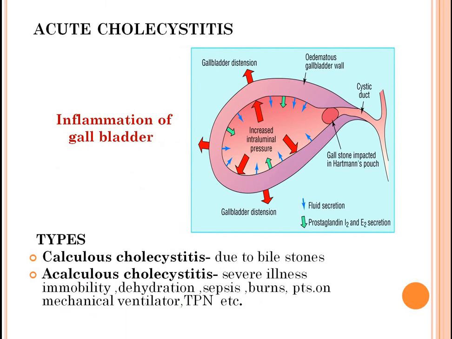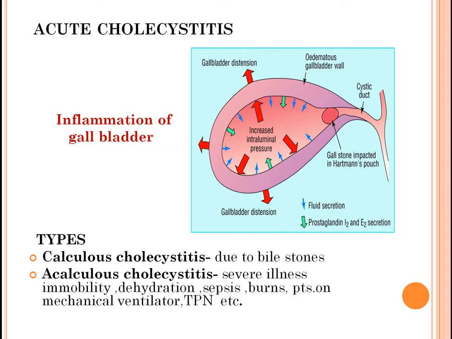A gallstone occluding at the level of the cystic duct is the problem. It causes inflammation of the gallbladder, that is acute cholecystitis. It causes increased pressure within the gallbladder and gallbladder edema. It compresses the vasculature and causes ischemia, fibrosis, necrosis and perforation of the gallbladder. So bile peritonitis can occur, gallstone ileus can occur. Acute cholecystitis is mainly due to calculus, that is due to gallstones.